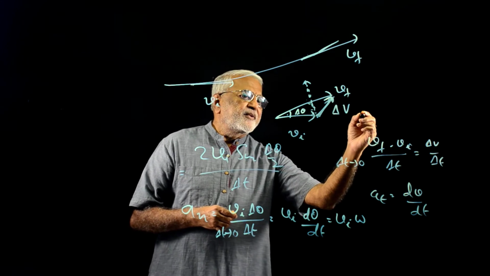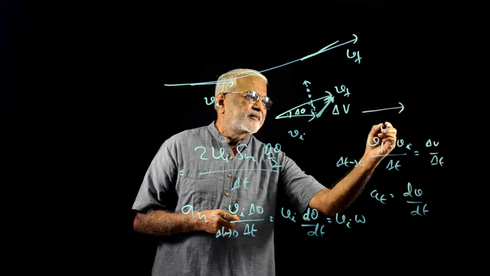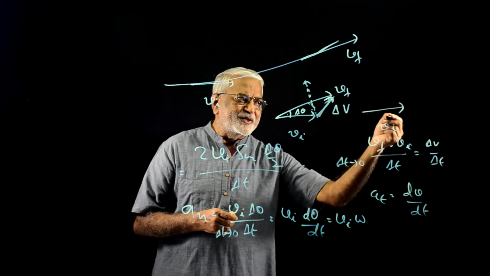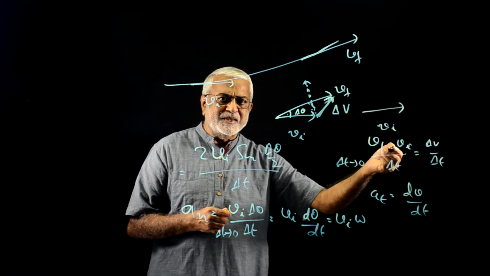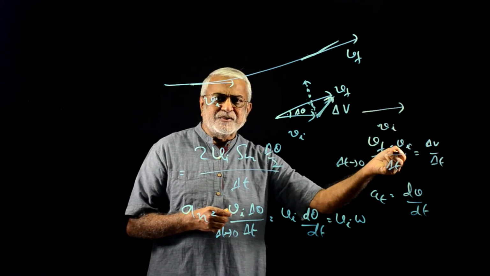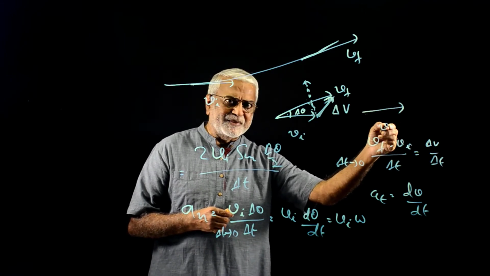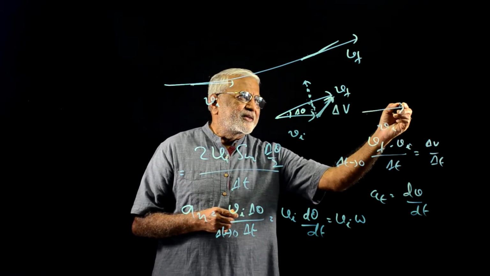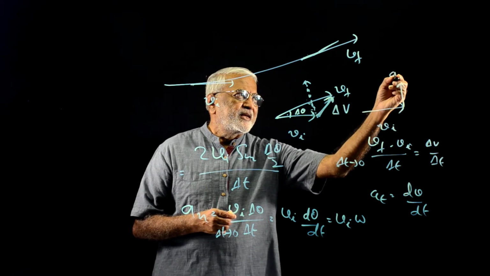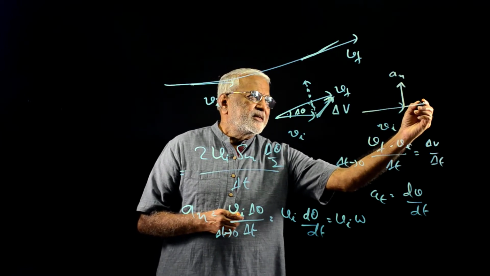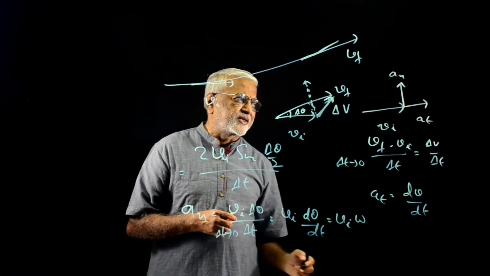So in the limit, this is what we have. This is V. Again, there is no Vi and Vf because we are considering an interval of time which tends to 0, and we then call it an instantaneous velocity. So we can drop this subscript and say V. There is a normal acceleration like this, AN, and there is a tangential acceleration like this.